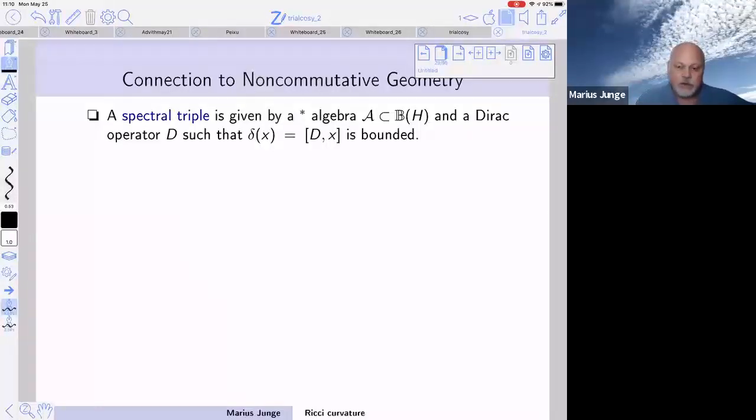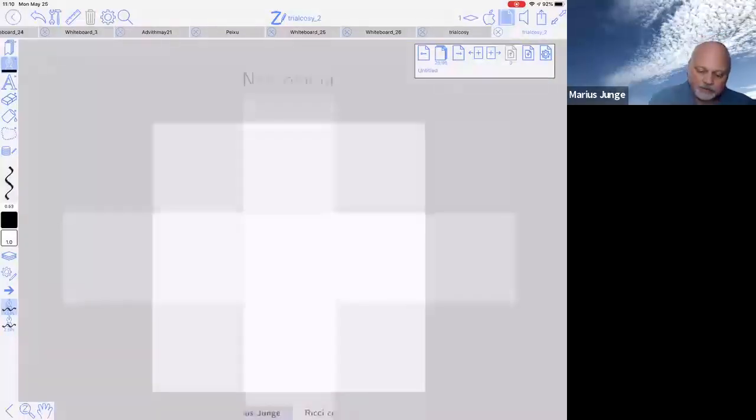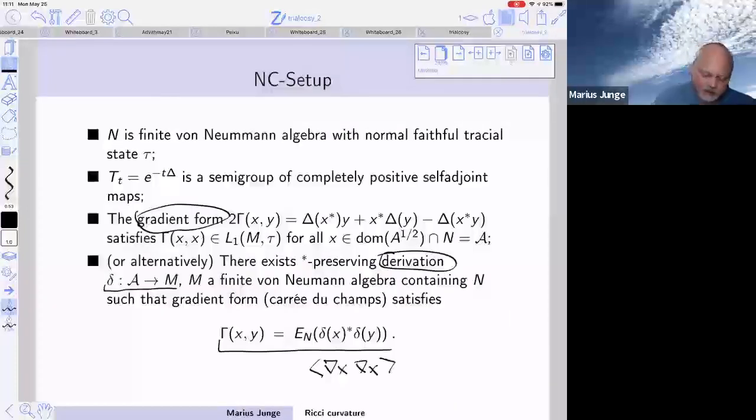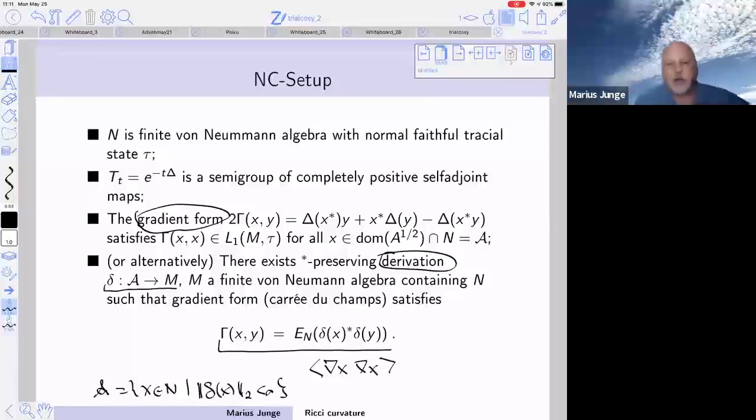We have a question in the chat. Is script A an algebra? Actually, absolutely. The script A is the set of all elements x in N so that delta of x has finite norm. And that turns out to be a star algebra. And that's very tricky, but it's true.